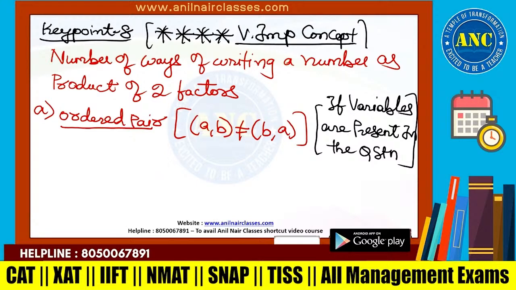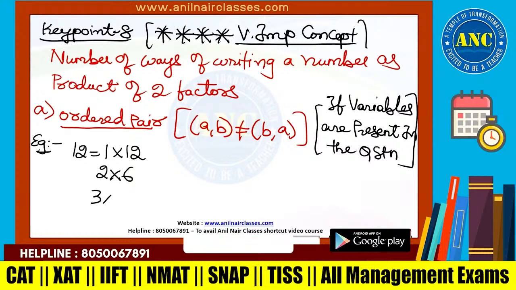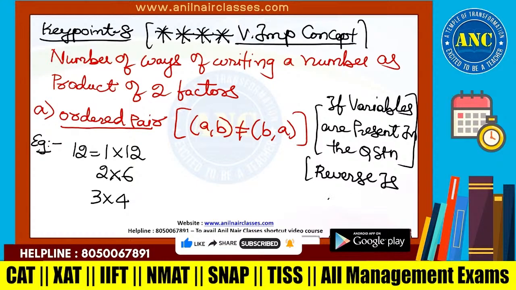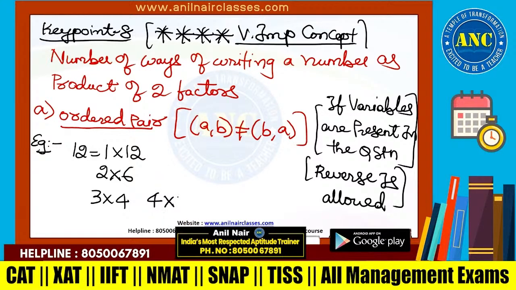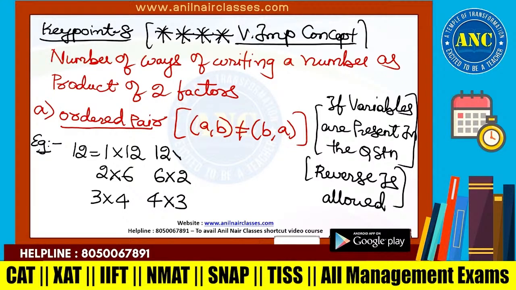Now, an example. 12 is there. 12 is 1 into 12, 2 into 6, 3 into 4. Reverse is also allowed. A into B is different from B into A. So 4 into 3, 6 into 2, 12 into 1. Total 6 cases we got.